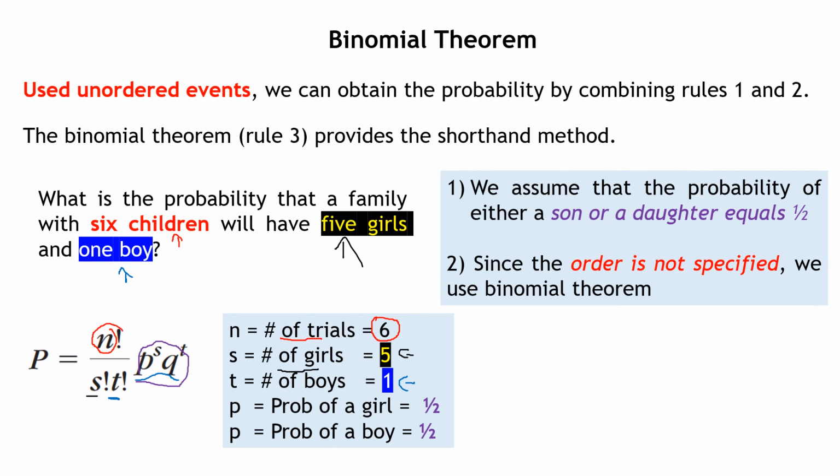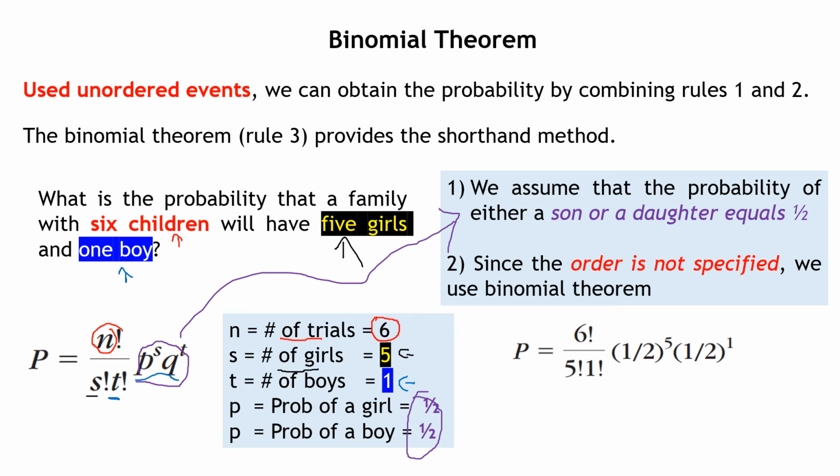In this case, the probability of having a boy or of having a girl, a daughter, will be the same. And I already told you that it is here. You know, it's half. So this is why we have half here. So now we just have to replace all these numbers in the formula, and you're going to get this.